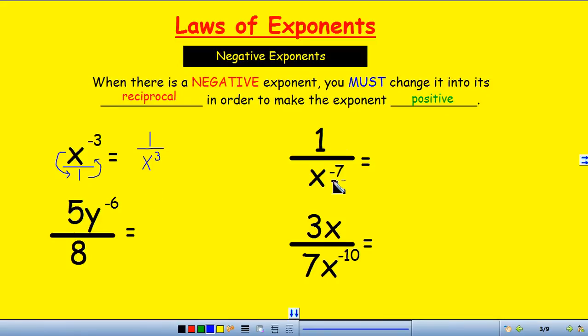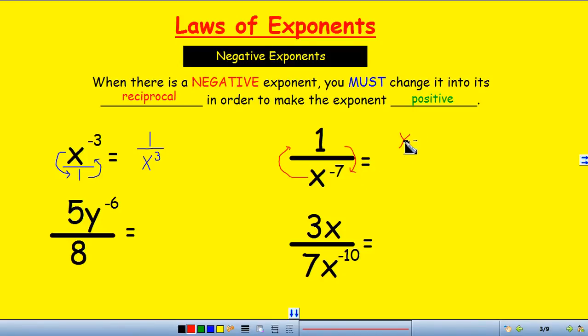Let's look at the next one. Here we have 1 divided by x to the power of negative 7. The rule still applies. We have a negative exponent, which is illegal in math. So in order to make it positive, we need to move this x to the negative 7 into our numerator and make the exponent positive, and then move this 1 into our denominator. So it would look like this.